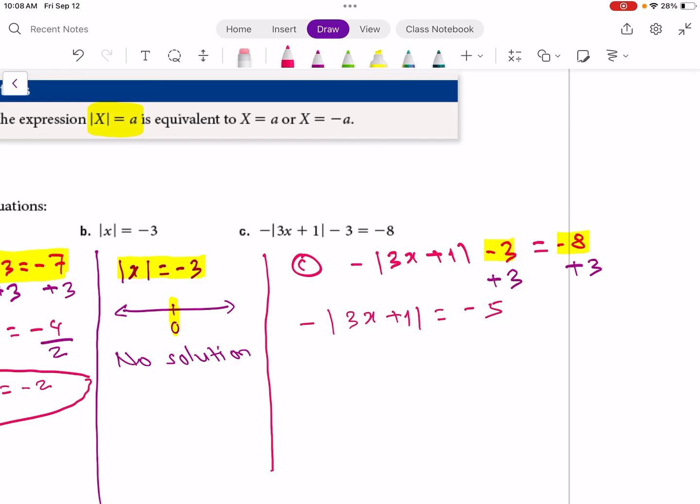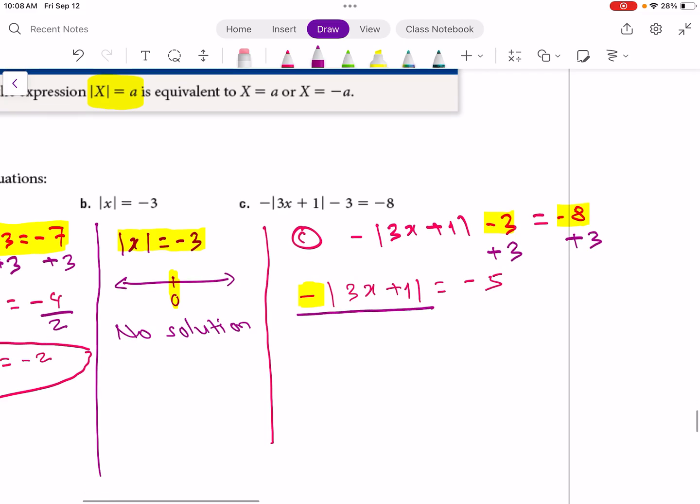Okay, now we still have a negative in front of the absolute value sign, and to get rid of this negative, we divide, or you can multiply both sides by -1. After this, we have absolute value of 3x plus 1 equals +5. Any question up to here? We are not done yet.